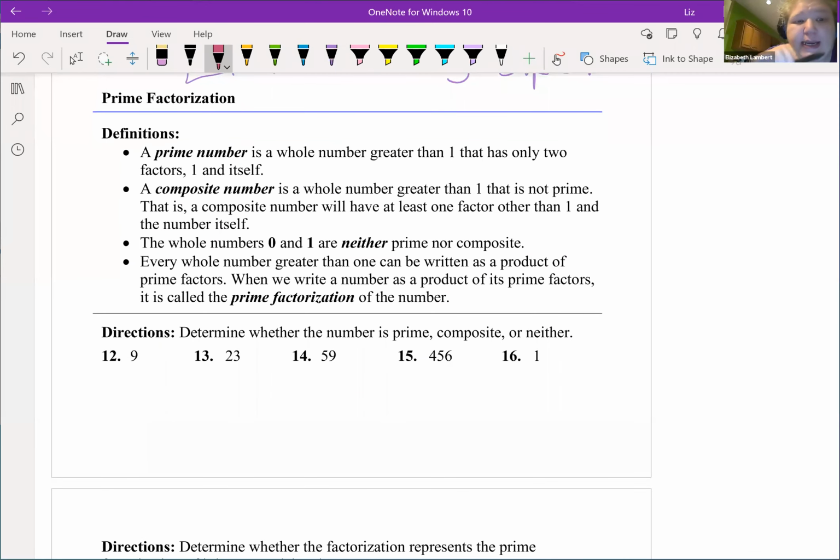So now we have prime factorization. Very fancy. This is going to be very similar to what we were doing with the factorization. Here, though, the point is to break everything down as much as possible. And the results that you end up with when it's as much as possible are prime numbers. So a prime number is a whole number greater than 1, meaning 1 is not prime.